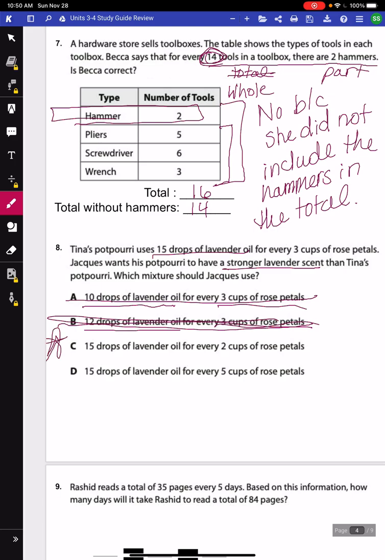Okay, well, then we go to D, 15 drops of lavender oil for every 5 cups. Well, you're putting the same amount of lavender oil with more cups, so that's not going to be it. So you should have chosen C as the correct answer.